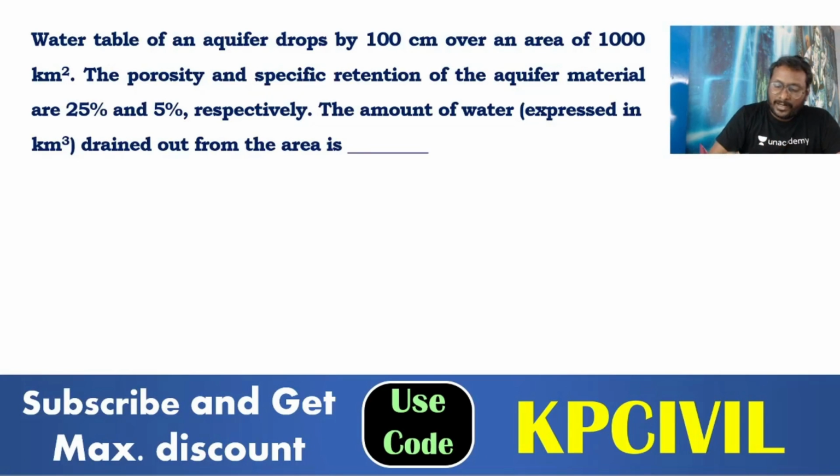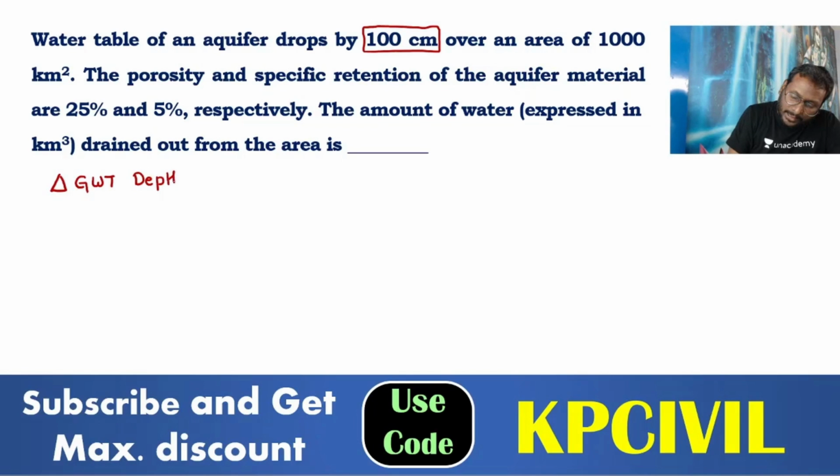Water table of an aquifer declined or drops by 100 centimeter, means change in groundwater table depth. Change in depth of groundwater table, 100 centimeter, I am taking 1 meter. Over an area of 1000 kilometer square. Area 1000 kilometer square.